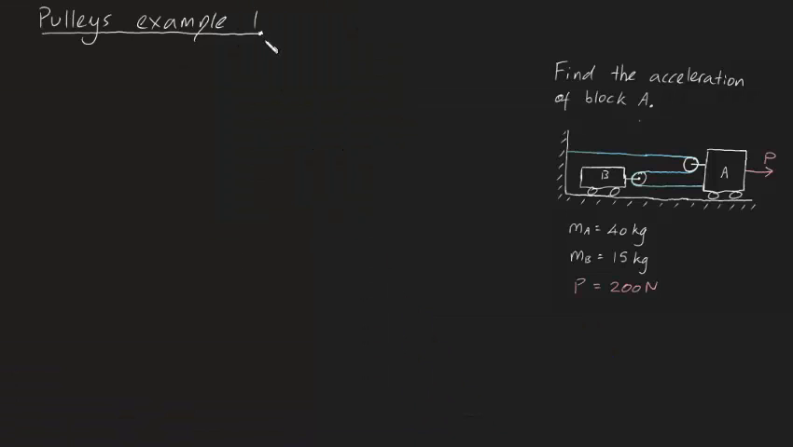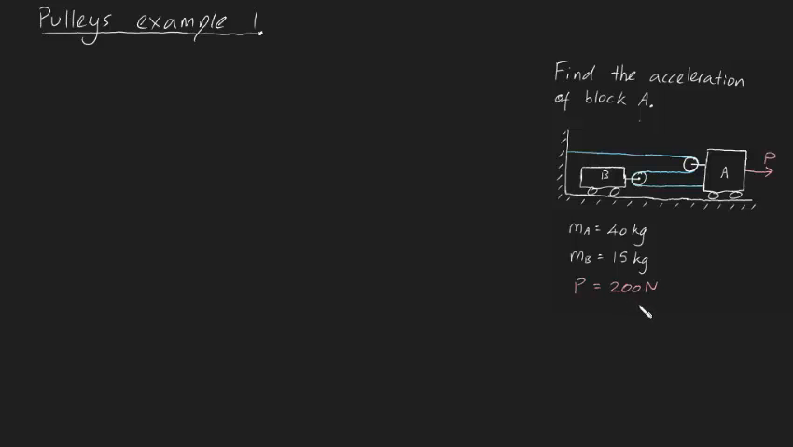G'day guys, in this video I'm going to be covering a fairly simple pulleys example problem. Here we've been asked to find the acceleration of block A. This is block A, this is block B, and there's a force P acting on block A to the right. These are the masses of both blocks, and this is the magnitude of the force just here.